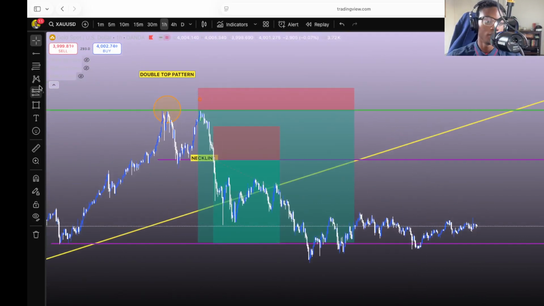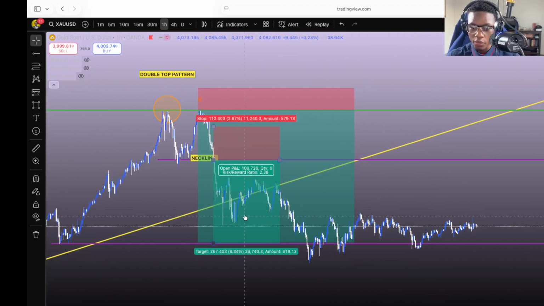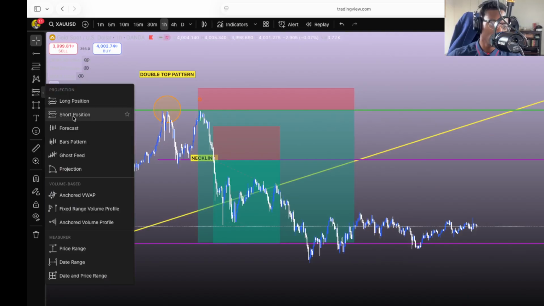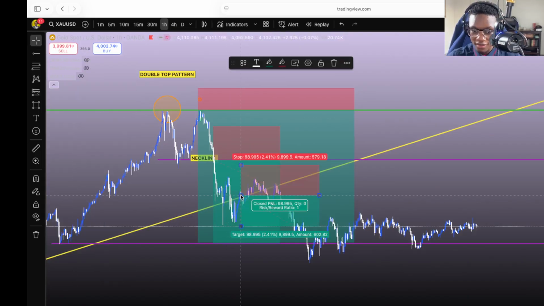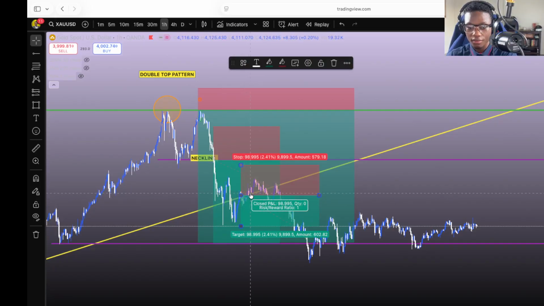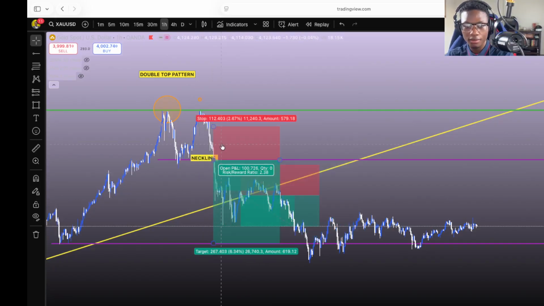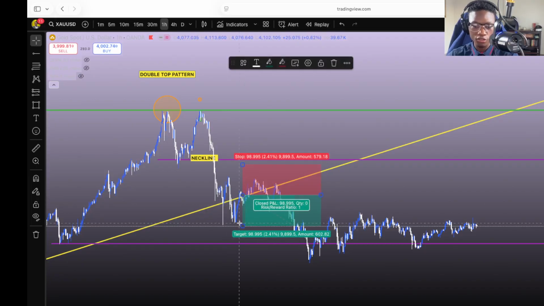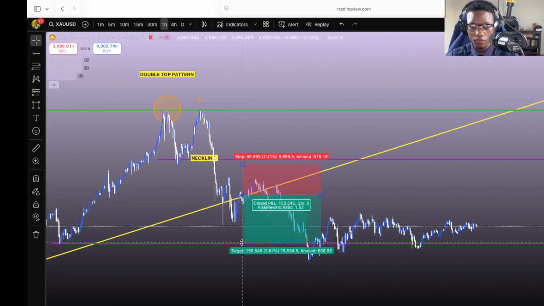Price breaks out, retest it. I would have been at the retest. You have to enter at this retest. Price already broke out of the trend line. Let's go ahead and clear this. In the retest. Retested the trend line.